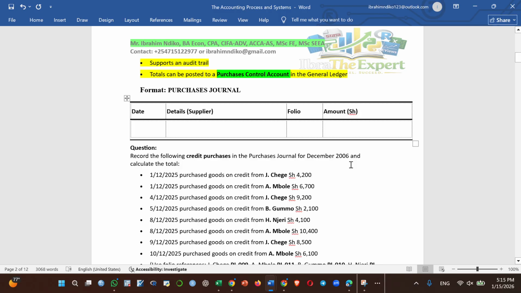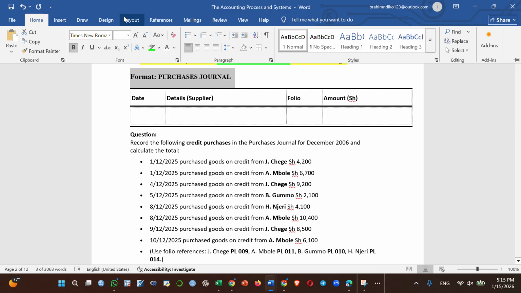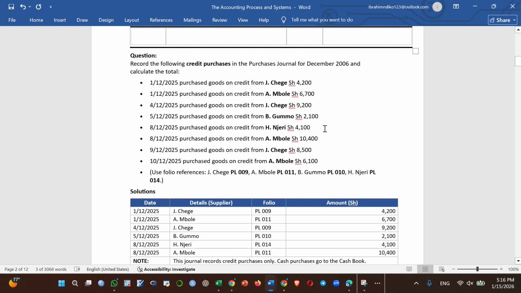Let us see the format of the purchase journal. Now it has the date, as we said. It has the details for the supplier, because suppliers are the people who supply goods to us on credit. It has the folio number or the reference number, and it also has the amount, just the way we said earlier. Let us see this question as an example.